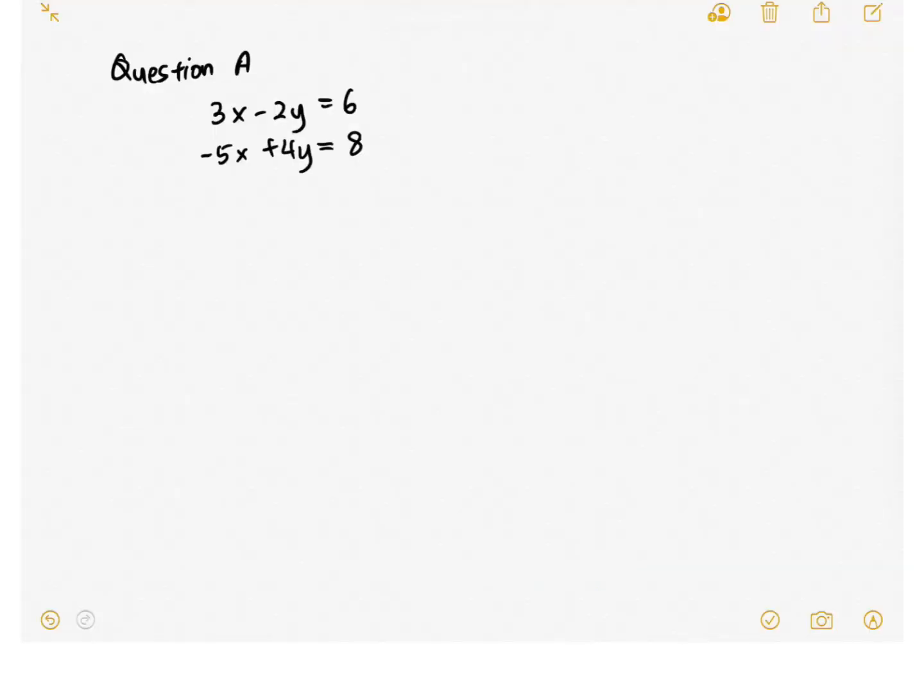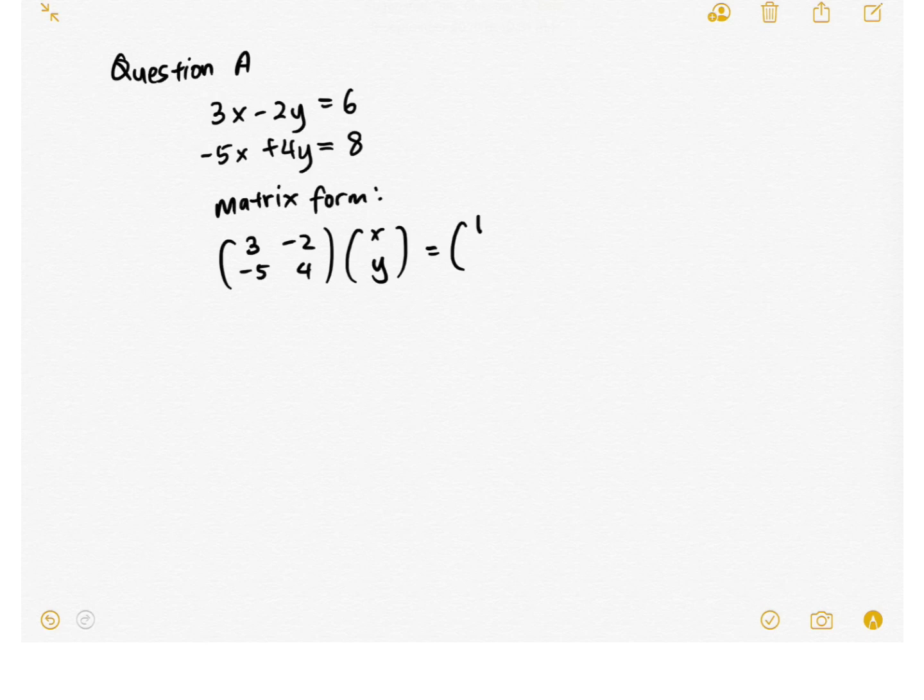Okay, so this is the question A just now. 3x minus 2y equals to 6 and 5x plus 4y equals to 8. Okay, so this system of linear equations consists of two equations. We change to matrix form, then we have 3, -2, -5, 4, and the x matrix is xy, and the B matrix is 6 and 8. Okay, so you have here your Ax equals to B.